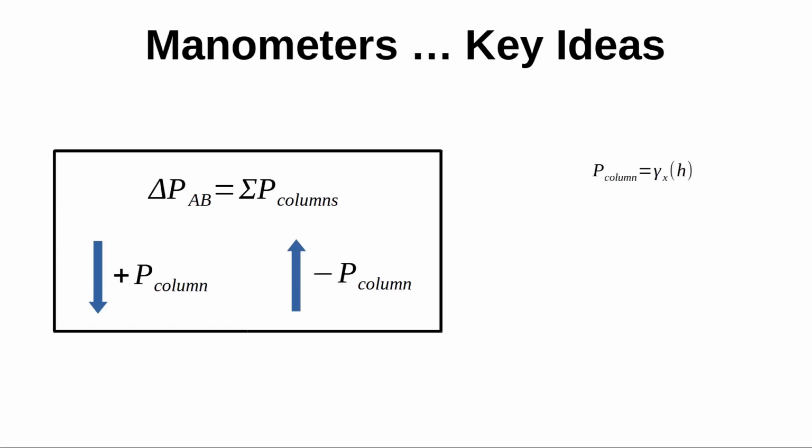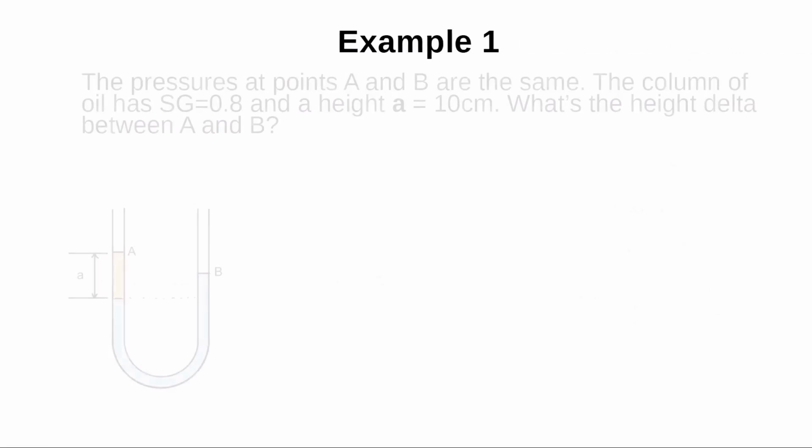Let's also note the equation for column pressure, which is the specific weight of a substance X times the vertical column height. Specific weight is the density of the substance times the gravity acceleration. That can also be written as the specific gravity times the specific weight of water. Finally, remember the specific weight of water, which has these values. Now let's get into some examples.